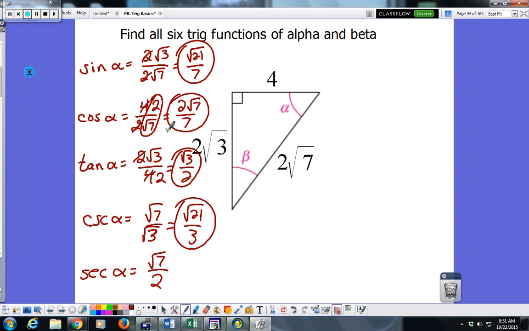And then cotangent, instead of root 3 over 2, you have 2 over root 3. Now that one you do have to rationalize, that'd be 2 root 3 over 3. Multiply top and bottom by root 3. Here we go. Sine of beta.